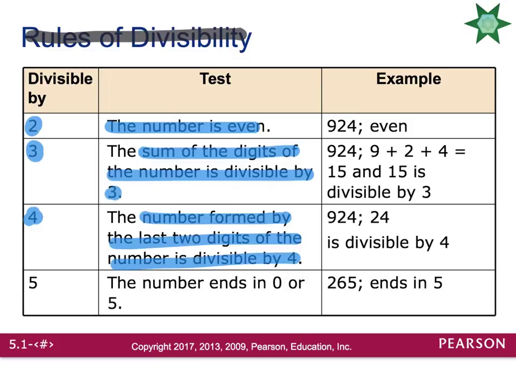Okay, 5 you probably know. If a number is divisible by 5, the number just ends in 0 or 5. 5, 10, 15, 20, etc. So 265 ends in 5, is that divisible by 5? Okay, so these are some of our rules of divisibility.